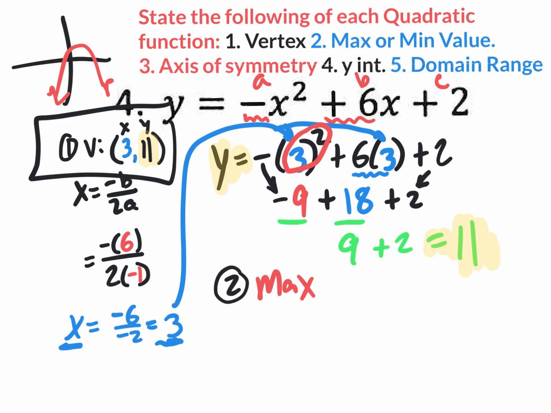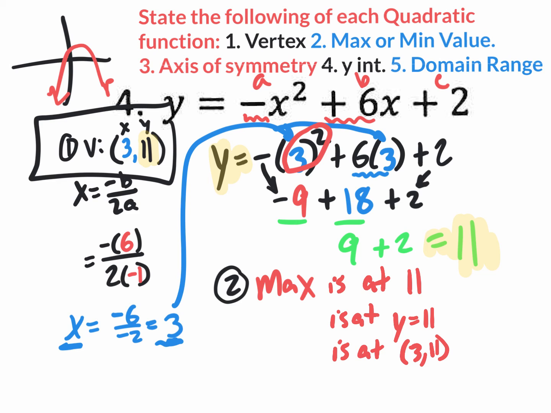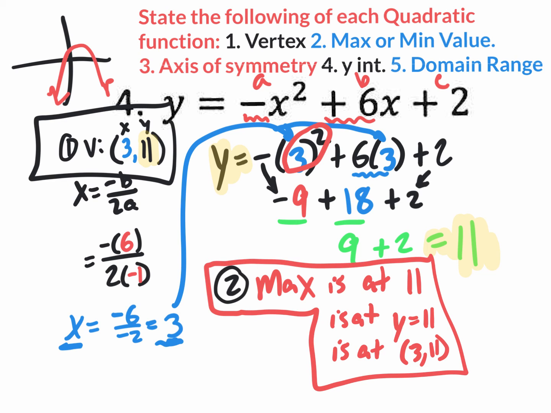And what is the maximum value? When we are talking about maximum height or minimum height, we're talking about y values, right? So what is the maximum height that this reaches? 11. So the max is at 11. Or you could also say the max is at the y value of 11. Or you could say the max is at the location (3, 11). All those are perfectly fine answers for stating the maximum value.